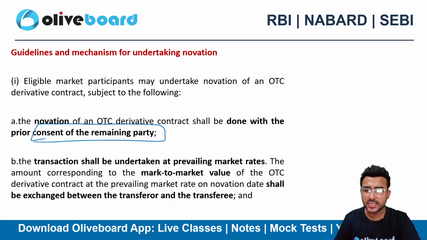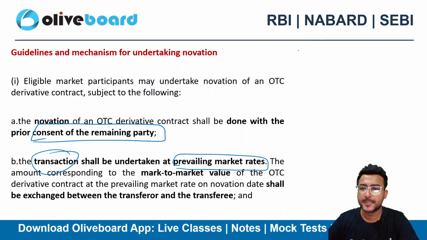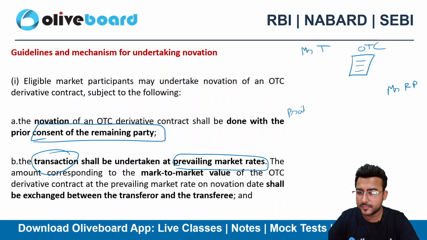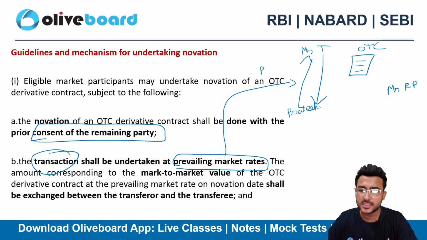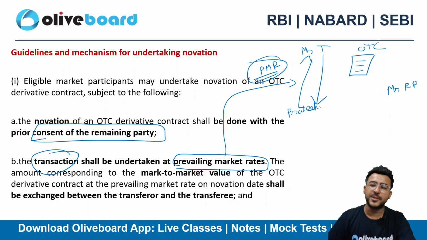Next, transaction shall be undertaken at the prevailing market rate. सर कौन सा ट्रांजेक्शन हो रहा है? देखो समझना, मिस्टर टी और मिस्टर आरपी के बीच में तो ऑलरेडी एक कॉन्ट्रैक्ट हो चुका है, ओटीसी. I am entering into the picture now. सो क्या मेरा ट्रांजेक्शन नहीं हो रहा मिस्टर टी के साथ में? डेफिनेटली हो रहा है. ये किस पे होगा? प्रिवेलिंग मार्केट प्राइस पे होगा. सर प्रिवेलिंग मार्केट रेट का क्या मतलब होता है? अरे मार्क टू मार्केट कर दो, एम टू एम कर दो, मार्क टू मार्केट.